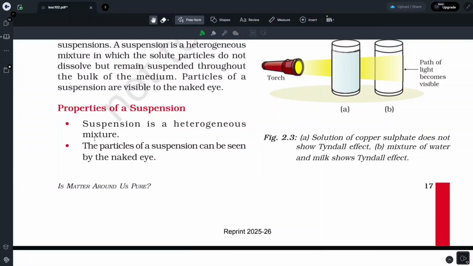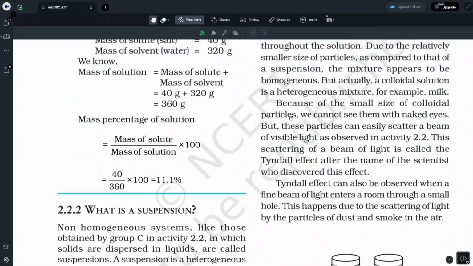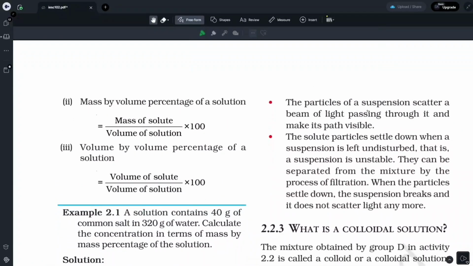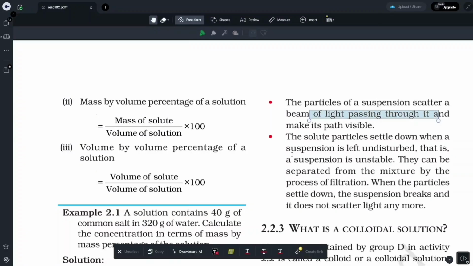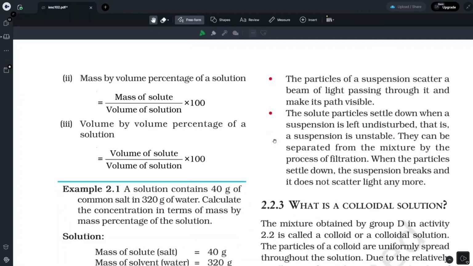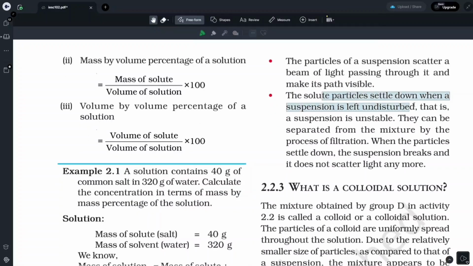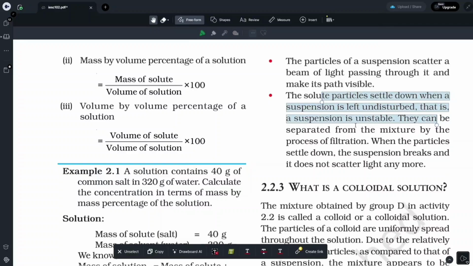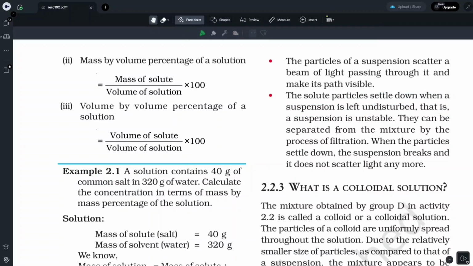Properties of a suspension. A suspension is a heterogeneous mixture. The particles of a suspension can be seen by the naked eye. The particles of a suspension scatter a beam of light passing through it and make its path visible. The solute particles settle down when a suspension is left undisturbed. That is, a suspension is unstable. They can be separated from the mixture by the process of filtration. When the particles settle down, the suspension breaks and it does not scatter light anymore.